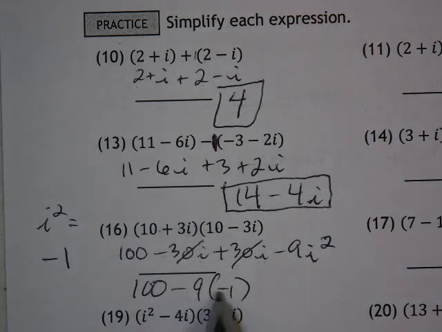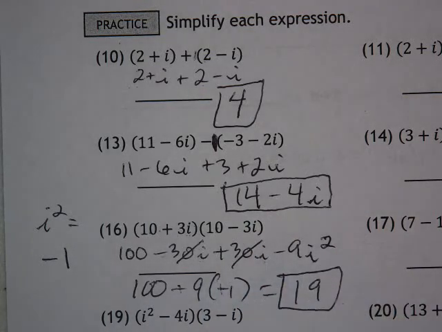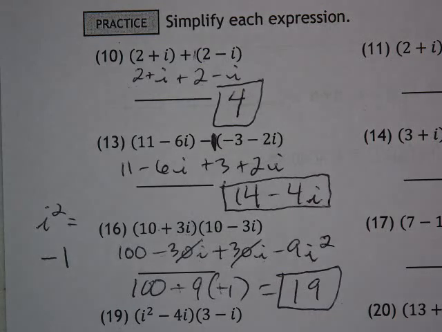The negative 9 and negative 1, those negatives will cancel. So it becomes 100 plus 9 times 1, which is 100 plus 9, which is 109. And that's what makes 16 a little bit more difficult.